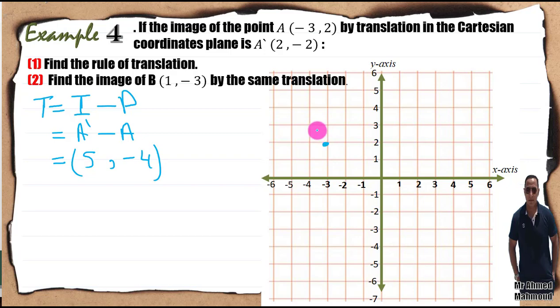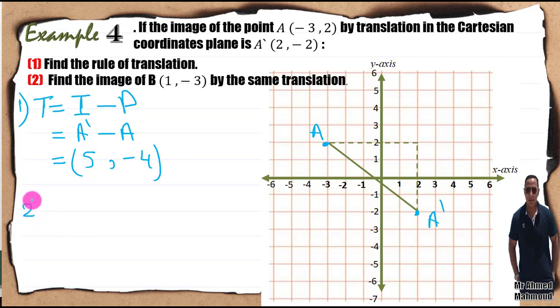Also, here A equals negative 3 and 2. This is the point A, and A dash is 2 and negative 2. Here, this is A dash. By connecting A and A dash, we get this line segment. That means A moved like this and like this, as we see. This is a description of what happened, but this is the answer, 5 and negative 4. This is part number 1 in the question, the answer of number 1.